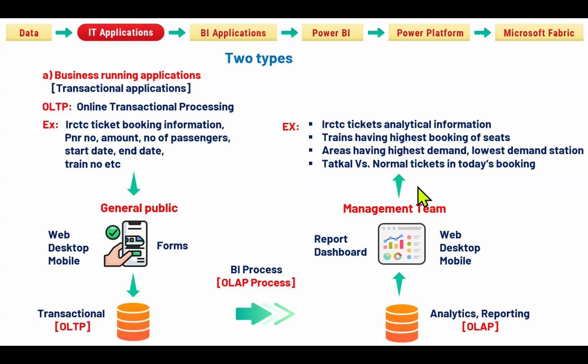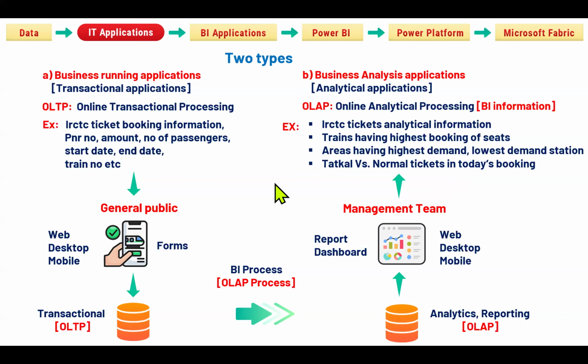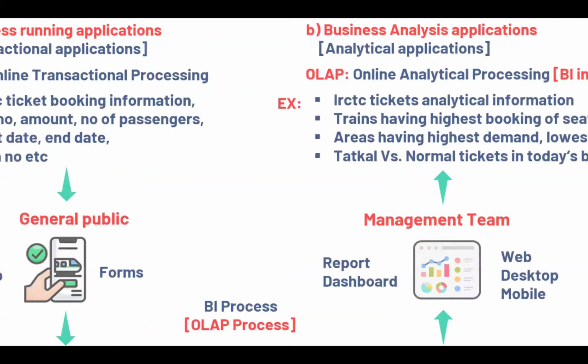So this BA process is implemented, and reports or dashboards are generated. And what type of information? Like the trains having the highest booking, the trains having the lowest booking, etc. Then who will use it? The management team. The management team uses this kind of information. And this process and area is called the analytical process area, OLAP, online analytical processing. So this is online transaction processing, and this is analytical processing. The flow is like this. I explained in detail yesterday. Just refer to yesterday's video.